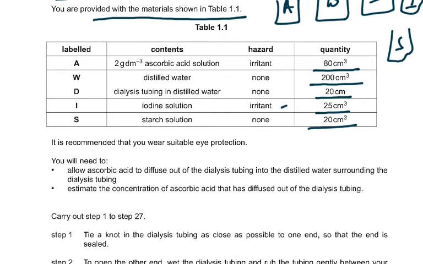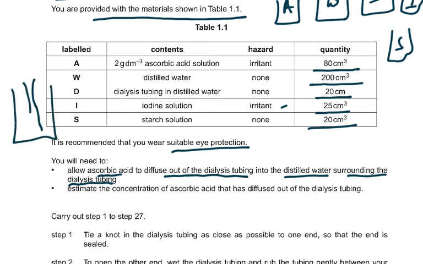It is recommended that you wear suitable eye protection. Why? Because you might spill something by mistake on your face, and of course that could injure your eyes. You need to allow ascorbic acid to diffuse out of the dialysis tubing into the distilled water surrounding the dialysis tubing. So there is this beaker in which you have the dialysis tubing, and the ascorbic acid inside is going to diffuse out, right? Inside here you have distilled water around this dialysis tubing.